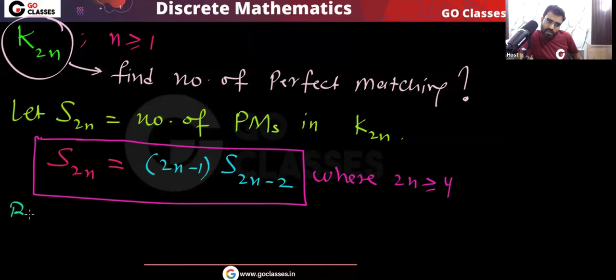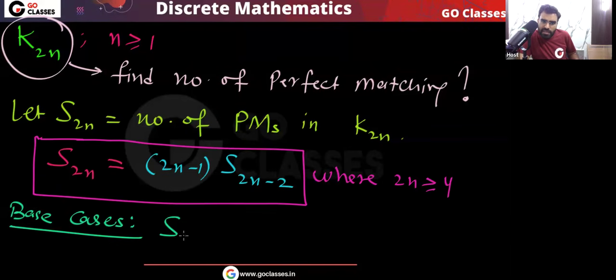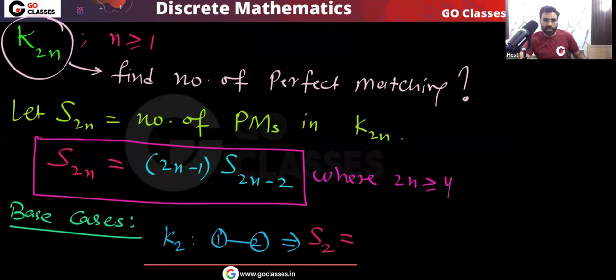What are the base cases? The base case is S2. S2 means basically K2, the complete graph on 2 vertices. So tell me what will be S2. That you can find manually. S2 means the number of perfect matchings in K2. How many perfect matchings are there in this K2? There is only one perfect matching. Okay. So that's it. Now you can easily find what will be S4.